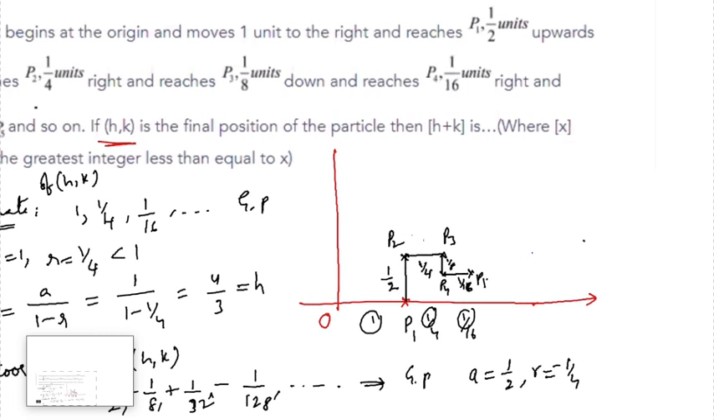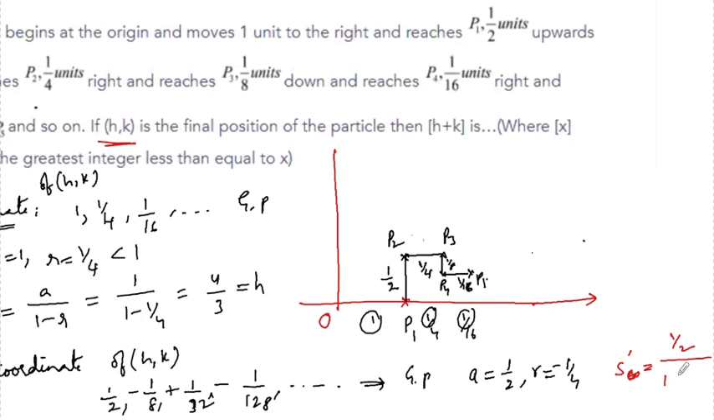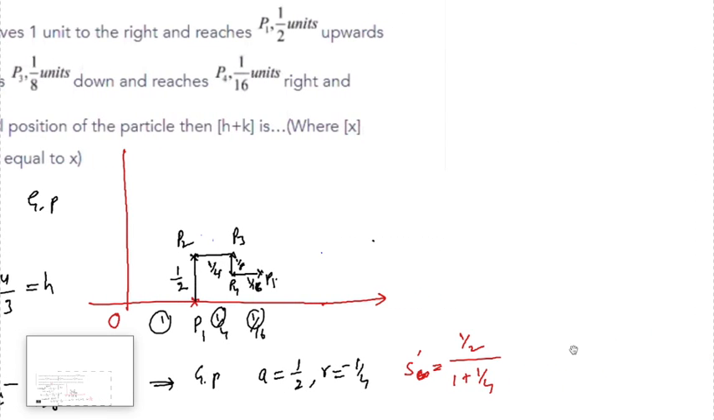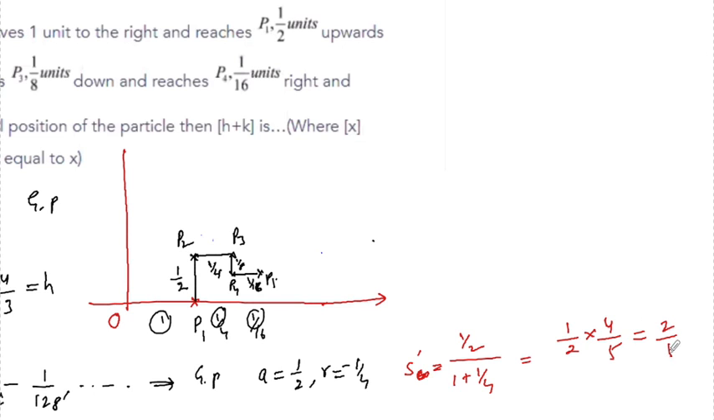And hence we can say the sum to infinity in the second case is 1/2 divided by 1 minus (minus 1/4), that is 1 plus 1/4, which comes to 1/2 into 4 divided by 5. So that comes 2/5. So this is k. So finally we got the point (h, k) equal to (4/3, 2/5). So this is the final position, the final point we can say.